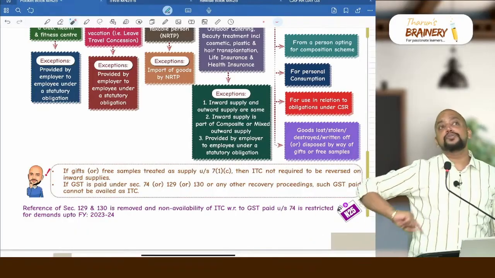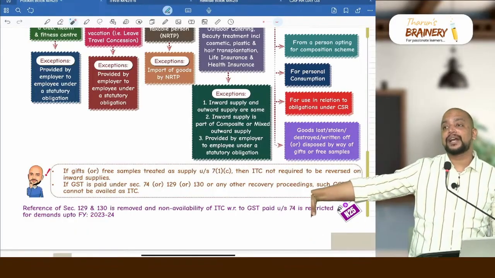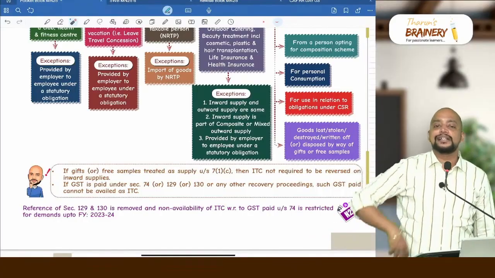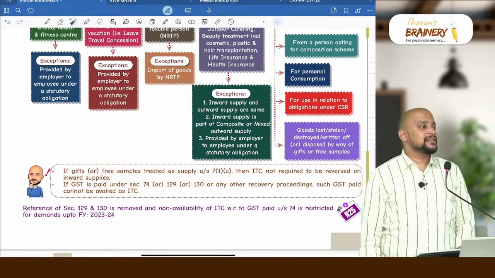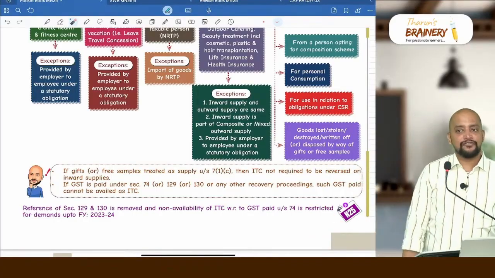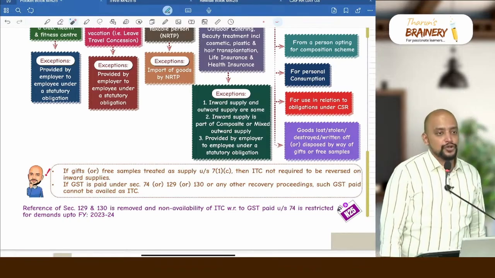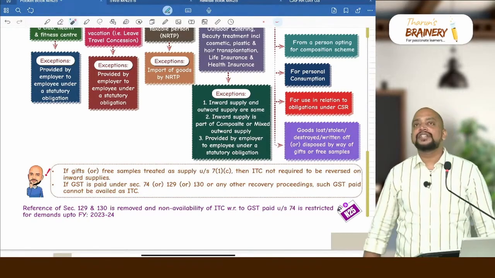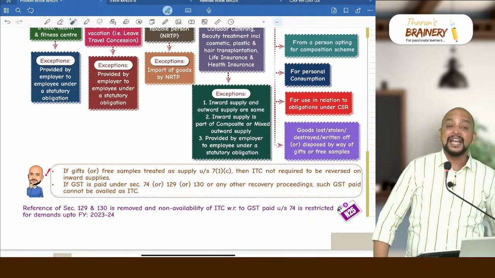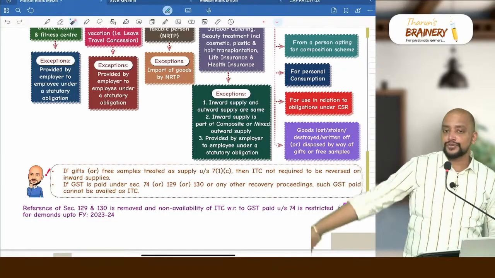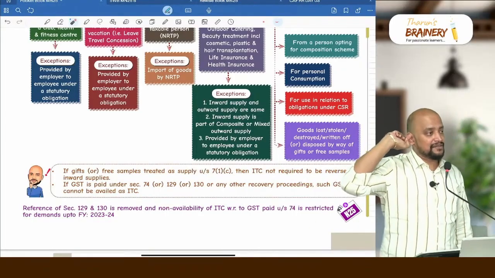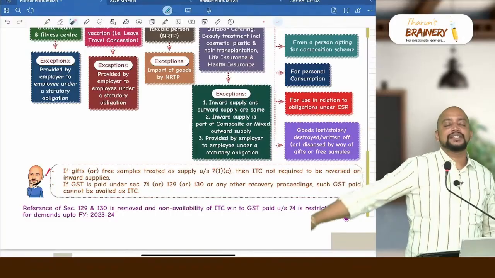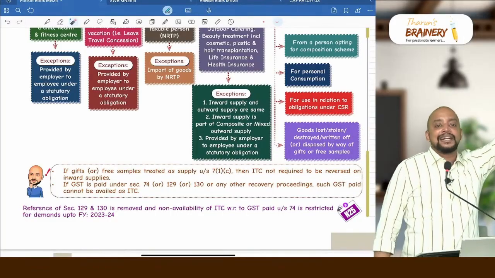What if that distribution of gifts or free samples constitutes supply under 7(1)(c)? Then definitely ITC will be available. For example, there is an employer who is purchasing a smartphone. The value of the smartphone is 80,000 rupees plus GST. Now that smartphone is given by the employer as a gift to the employee. As the value of the gift exceeds 50,000 rupees, it will become supply under 7(1)(c). As it becomes supply under 7(1)(c), on the smartphone purchase they can take ITC.